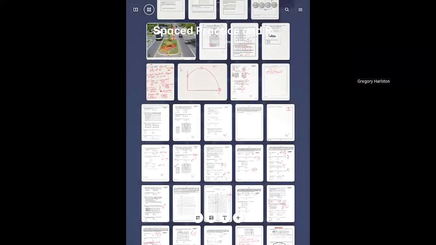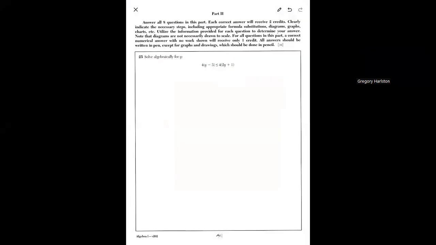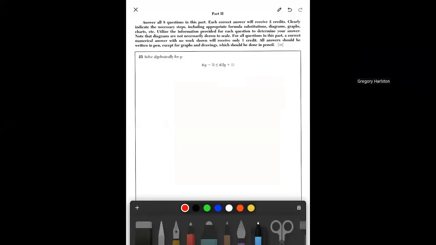Hey guys, what page is this from? I deleted it. It's from page 6. So this should have page 6 at the bottom. Let me put that back. Page 6. So this problem came from page 6. Let me blow it up a little bit.